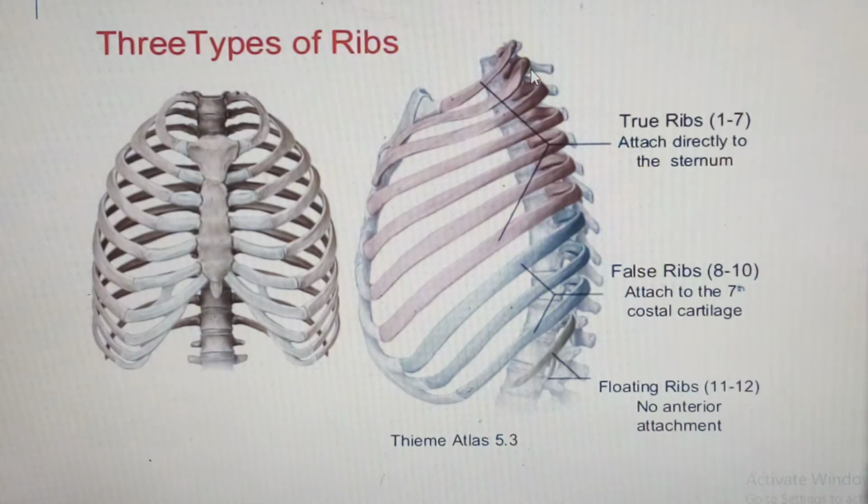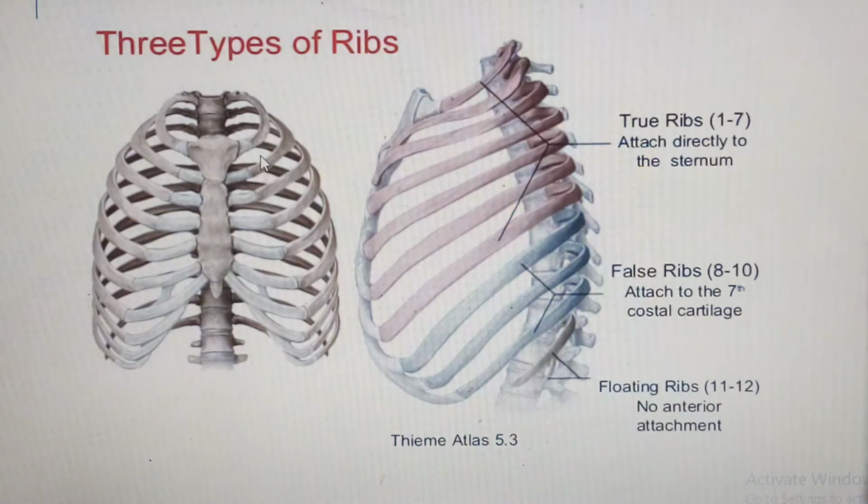Now we have what we call true ribs. If you are a true rib, then you are rib number 1 all the way to rib number 7. So 1, 2, 3, 4, 5, 6 and 7, these represent what we call the true ribs. And the reason is that they have direct attachment to the sternum through their costal cartilages. So individually they will attach separately, independent of one another, so that they can attach to the sternum.